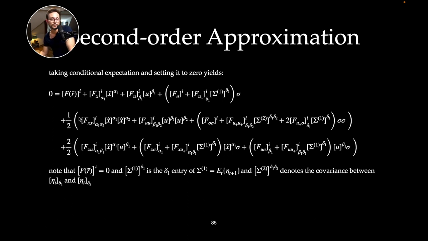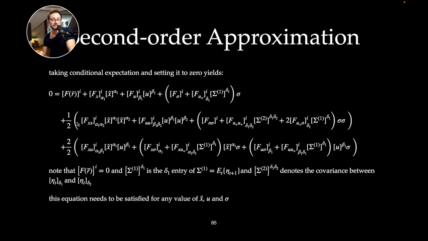Of course, when I evaluate my model equations at the non-stochastic steady state, this is zero. Sigma 1 delta 1 is the first entry of my first moment, and sigma 2 denotes the covariance between eta t delta 1 and eta t delta 2. Now this equation needs to be satisfied for any value of x, u and sigma, and we saw that at first order we would set fx equal to 0, fu equal to 0, and this expression over here equal to 0 to get gx, gu, g sigma.